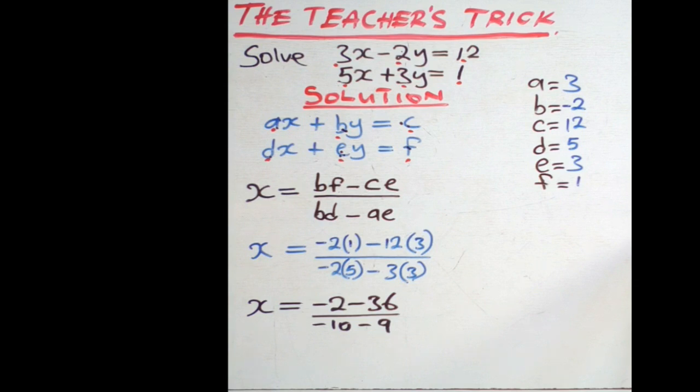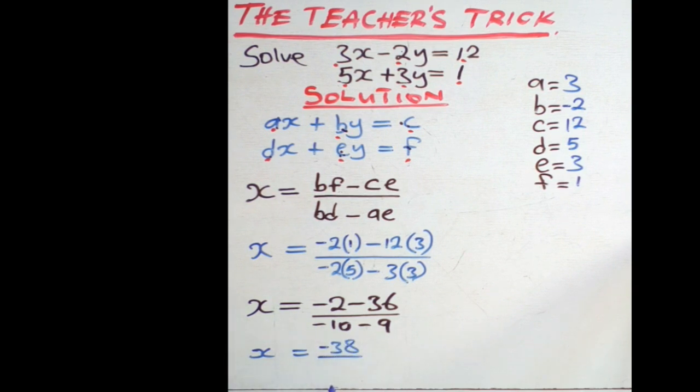When all this is done, what are we going to have? We are going to have x is equal to negative 2, negative 36. What do you get? You get a negative 38.